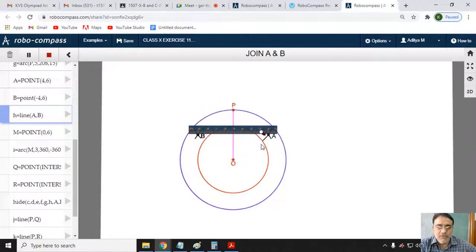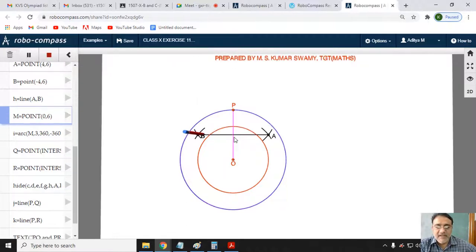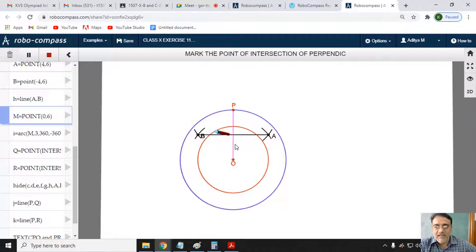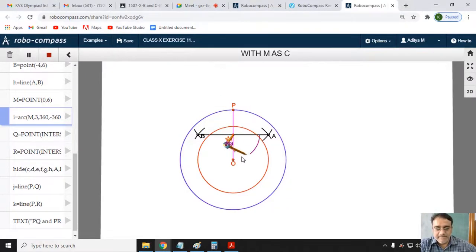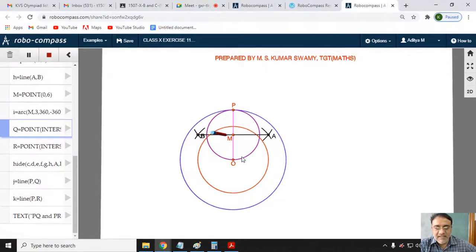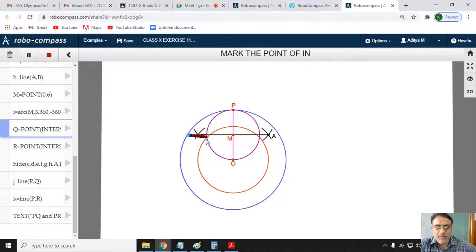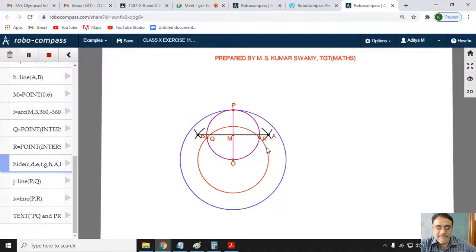Right? So AB will be the perpendicular bisector of OP. It will intersect OP at point M. Now we'll draw one circle with center M and radius OM, which will intersect the inner circle at 2 points Q and R. Okay, then after that we'll join PQ and PR. First we'll join PQ.